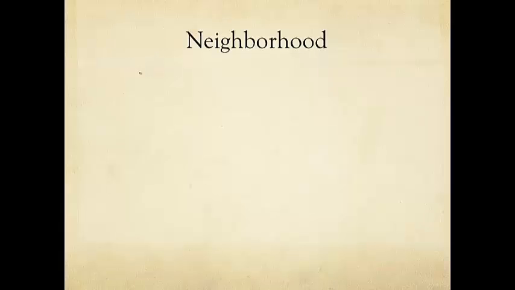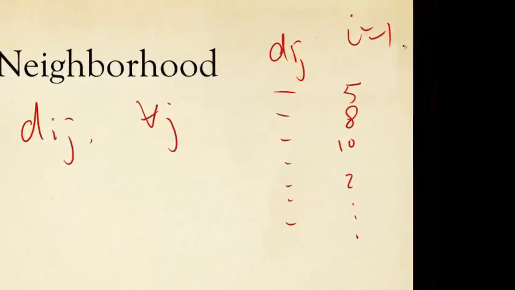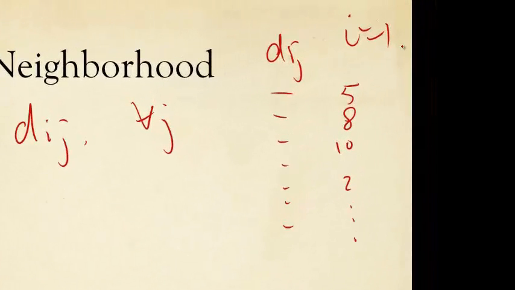At this point, for each movie I computed the Dij for all the j's out there. I've got a list of numbers. Let's arrange these in descending order. These are the Dij values, and maybe movies 5, 8, 10, 2, and so on, with respect to movie, say i equals 1, the first movie. All right, very good.